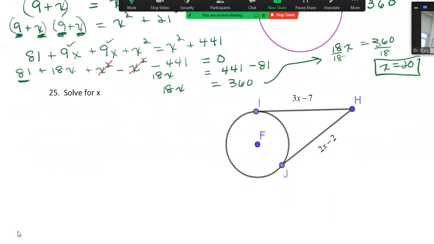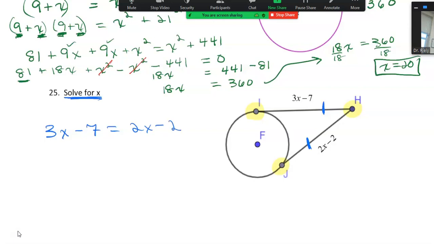Let's move on to problem number 25. Problem number 25 says solve for x. So what you have to remember is that when you have 2 points of tangency, so here's a point of tangency, and this is a point of tangency, and these tangent segments are both originating from a common point outside, this piece right here is going to equal this piece right here. Therefore, when you want to solve for x, you are able to set those 2 pieces equal.